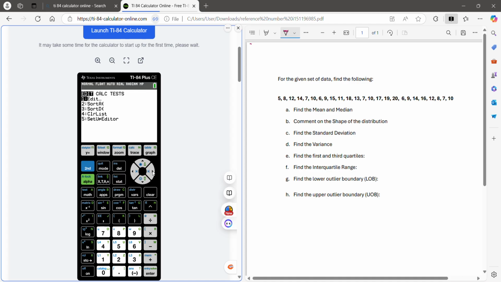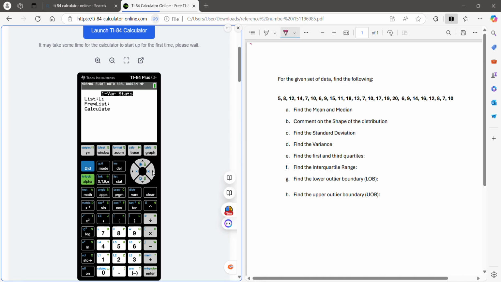Then you come forward to Calculate. Under the Calculate, we have 1-Var Stats. Why? Because we are having just a single variable, not two variables. If you are comparing two things, then you can click on 2-Var Stats. But in this case, we have only one variable.